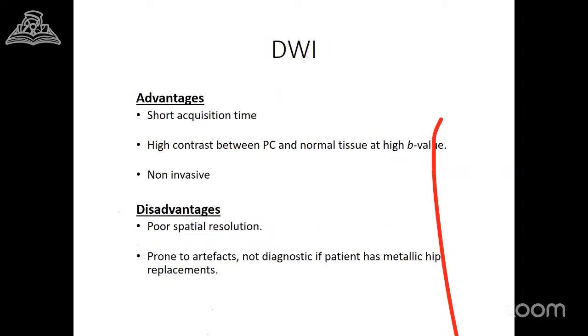Diffusion weighted imaging has several advantages, including a short acquisition time, non-invasive nature, and high contrast between prostate cancer and normal tissue at high b-value. However, it also has limitations. It has relatively poor spatial resolution and is susceptible to artifact.